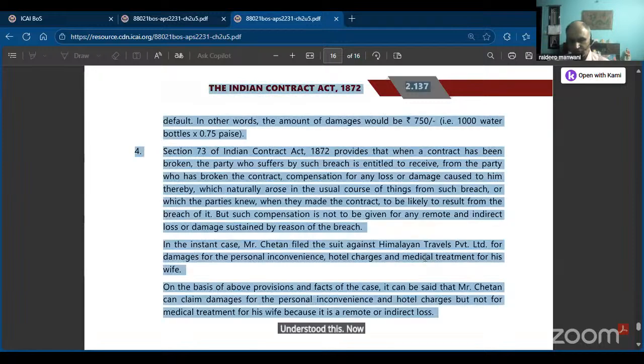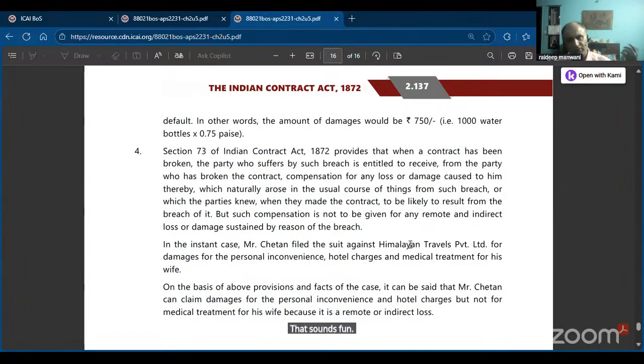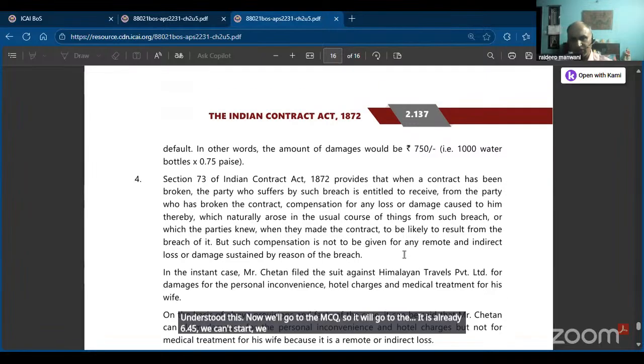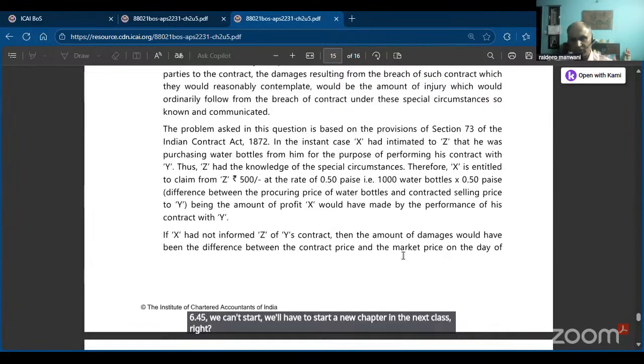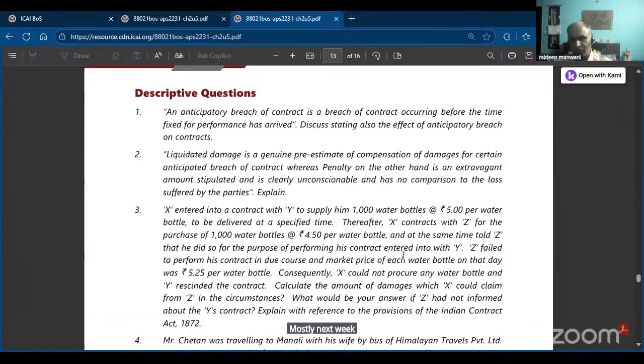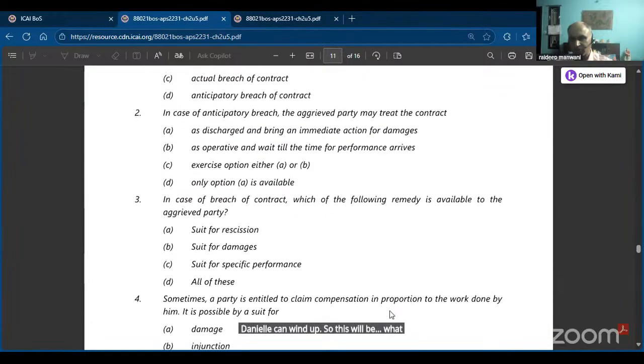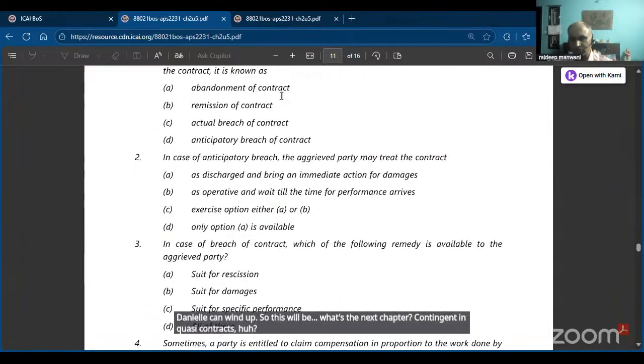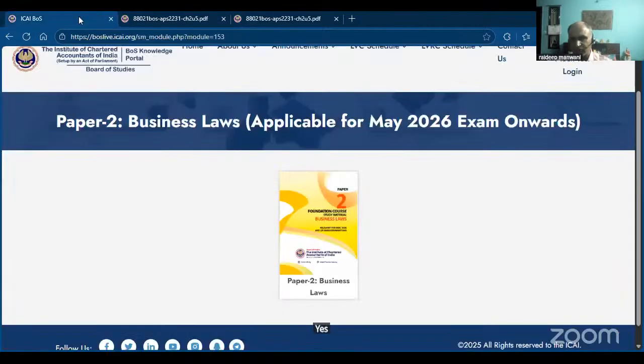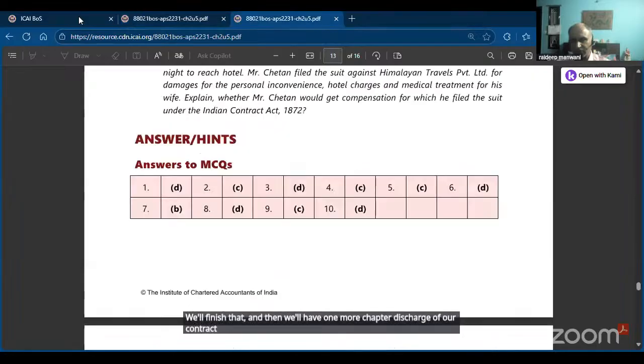Now we'll go to the MCQs. It's already 6:45. We can't start a new chapter in the next class. We'll go to the MCQs very quickly, then you all can wind up. The next chapter is contingent and quasi contracts, and then we'll have one more chapter, discharge of a contract. Quickly, let's finish those 10 questions.